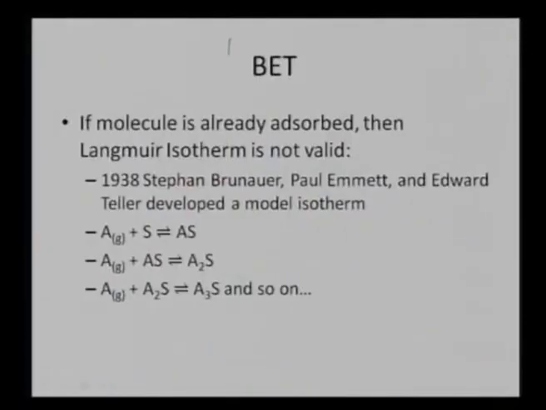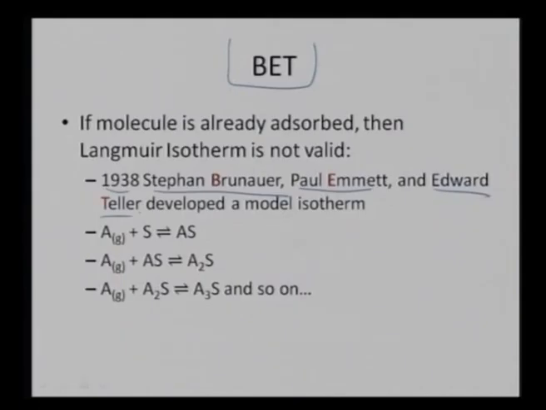To define how much coverage is being done by a particular species, we can use the BET technique, that is, the Brunauer, Emmett and Teller technique. It is named after the three scientists who defined this isotherm in 1938: Stephen Brunauer, Paul Emmett and Edward Teller, who developed a model for the isotherm.